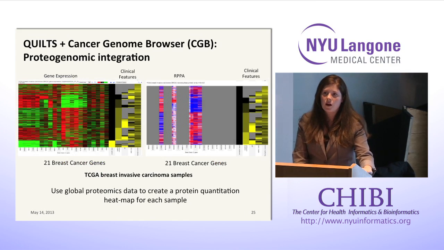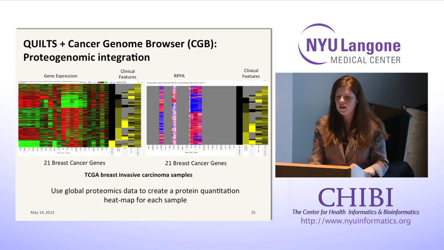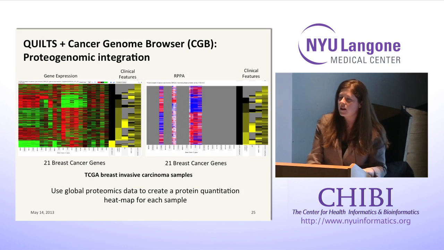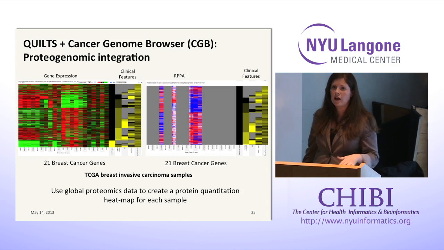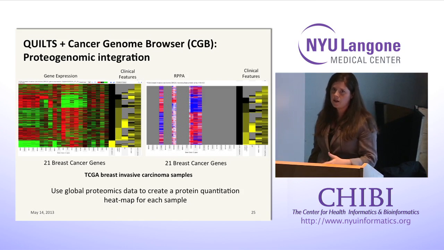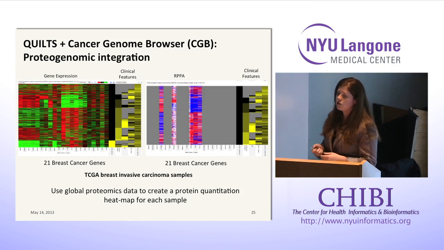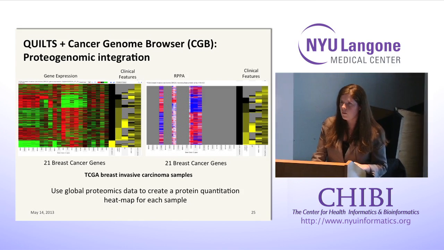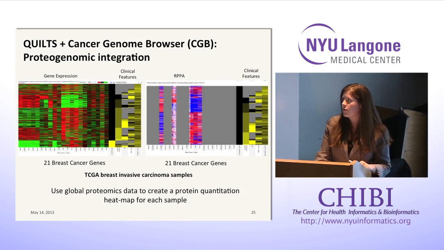And something that we're working on incorporating into this pipeline is the cancer genome browser. This is what some of the output looks like. The cancer genome browser already has all of the TCGA breast cancer data within it. So this is the gene expression data from the breast TCGA. I just looked at 21 genes, but you can look at any gene you want. And it gives you this heat map that you can sort by different clinical features. They also have the RPPA, which is an antibody-based proteomic expression assay.